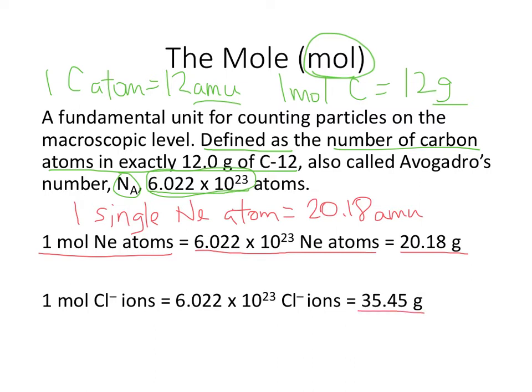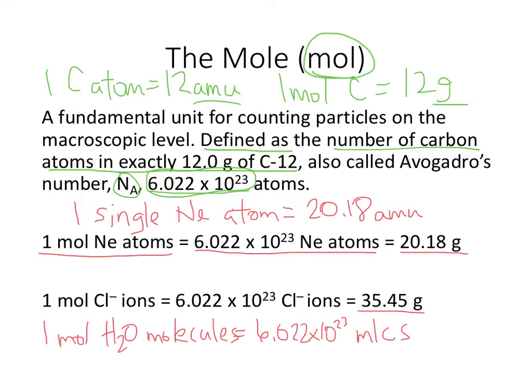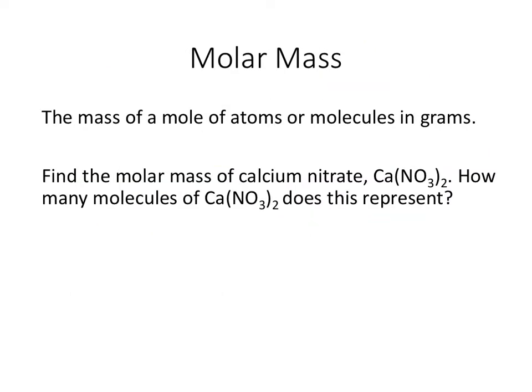It even works for molecules. 1 mole of water molecules is 6.022 times 10 to the 23rd water molecules. I'm going to abbreviate molecule MLCS, which has a mass of 18 grams based on the periodic table. So we'll be calculating molar mass a lot. Molar mass is just the mass of a mole of atoms or molecules in grams.